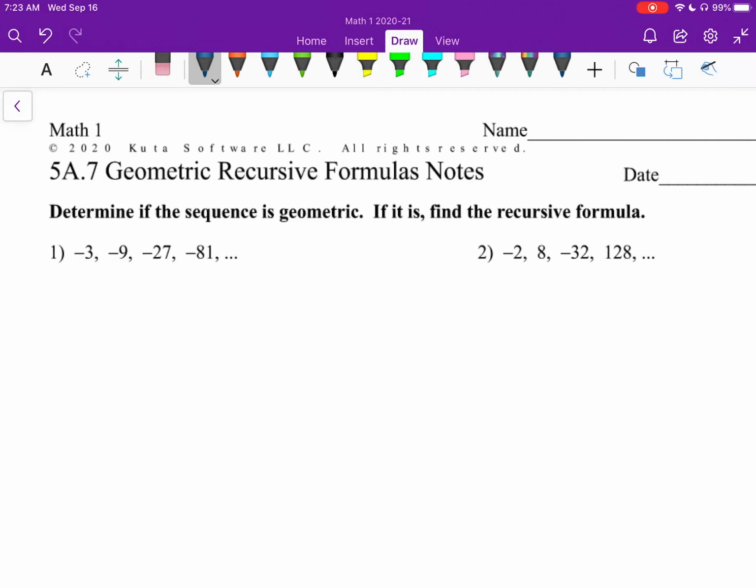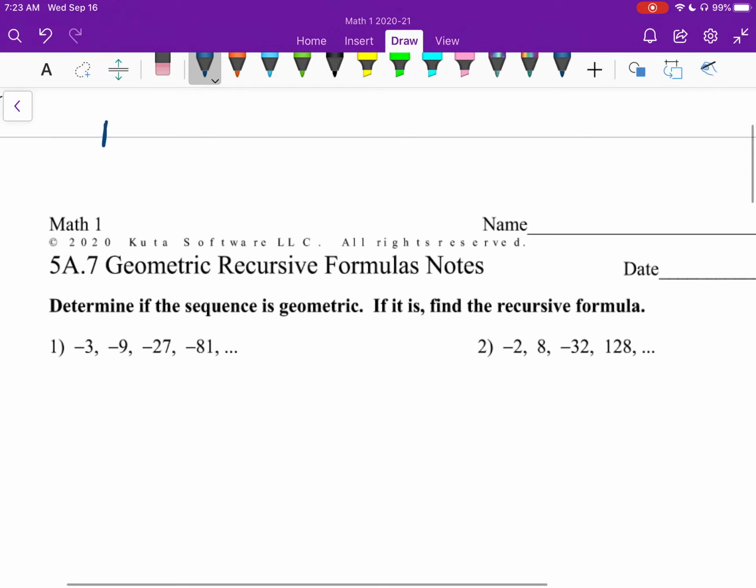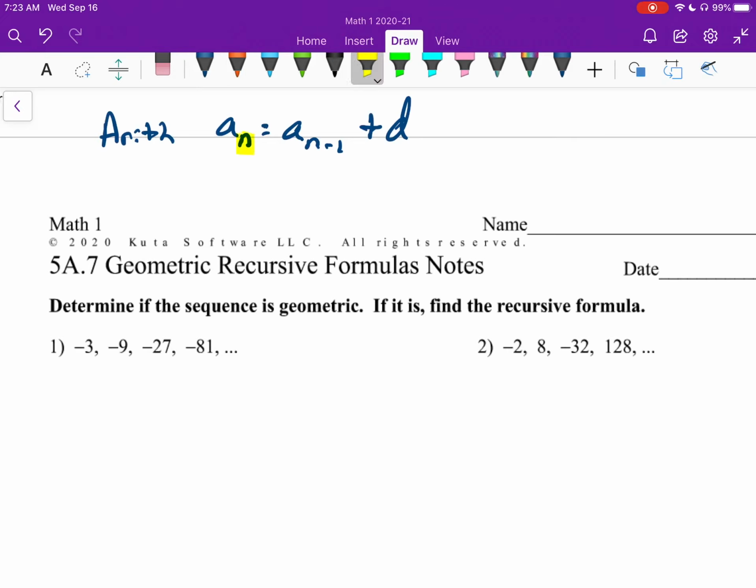Okay, Math 1, Unit 5A.7, Geometric Recursive Formulas. If we remember the arithmetic recursive formula, a sub n equals a sub n minus 1 plus the common difference. That means to get the nth term, you take the previous term, the n minus 1 term, and you add your common difference.